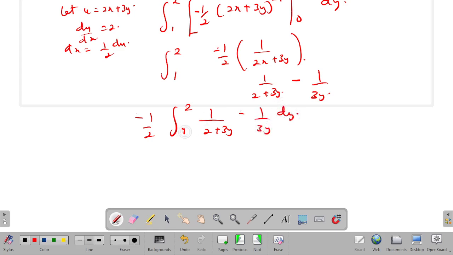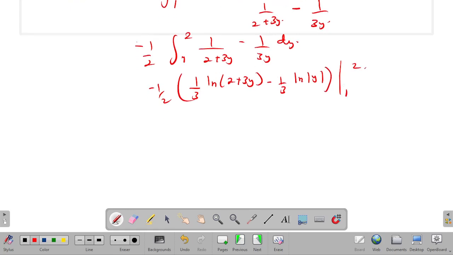At this point, what do we do? Integral of this expression, right? Using substitution, we are going to get 1 out of 3 natural log of the expression 2 plus 3y minus this one, so we get our 1 out of 3 natural log of what? y, right? Remember, we have our negative half outside, which is multiplying this, then from 1 to 2. At this point, what do we do? Wherever you see y, you put 2, right? So our negative half still remains far outside.